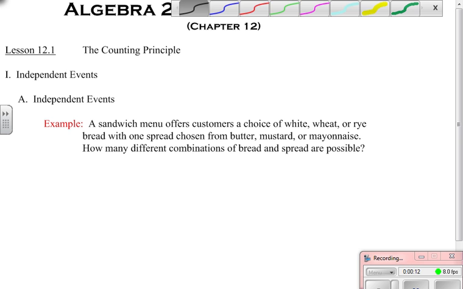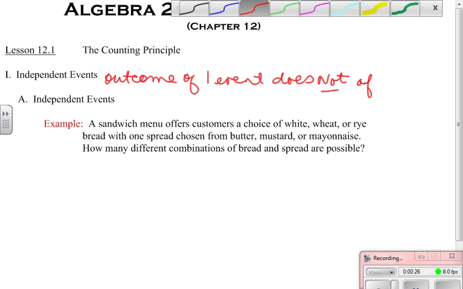Now, independent events are when the outcome of one event does not affect another event. So they really just exist on their own. No matter what happens to event A, event B is going to happen at its own same probability. So there's a couple of ways that we can do this.